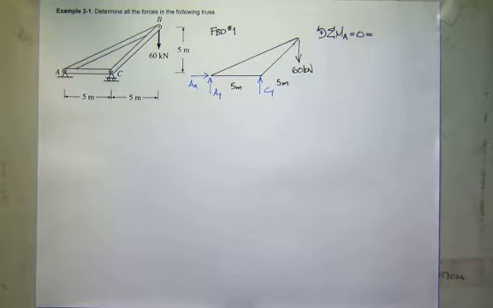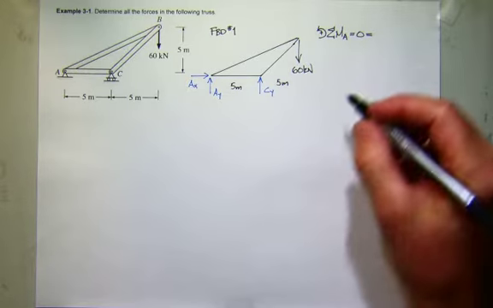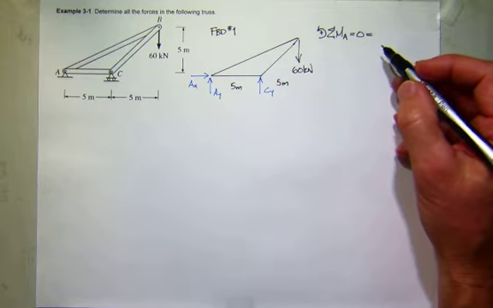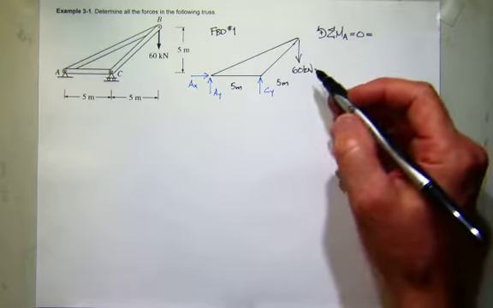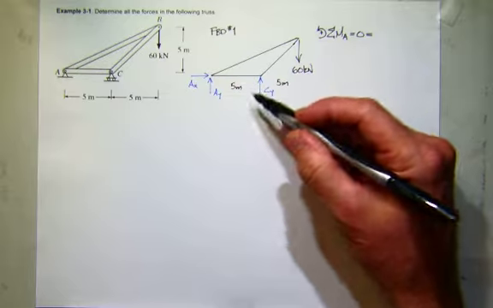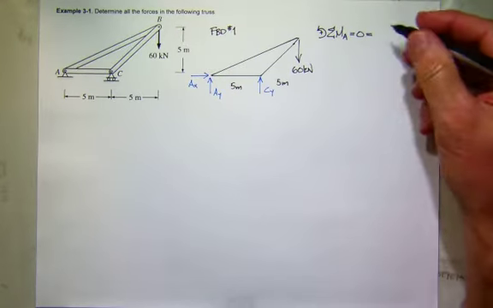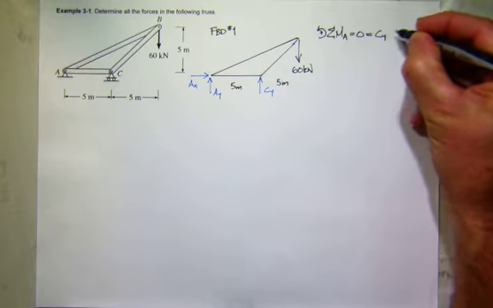Everybody see that? So we'll start in the front today. Mr. Heyman, how do I sum moments today here? What kind of moment does CY create? Positive or negative? Positive. CY times 5. Okay, that sounds reasonable.